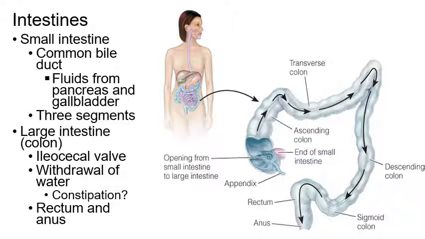And the small intestine has three sections, or three segments. The duodenum, the jejunum, and the ileum. So just think of it, DJI. The large intestine has the ileocecal valve. It also can withdraw water.